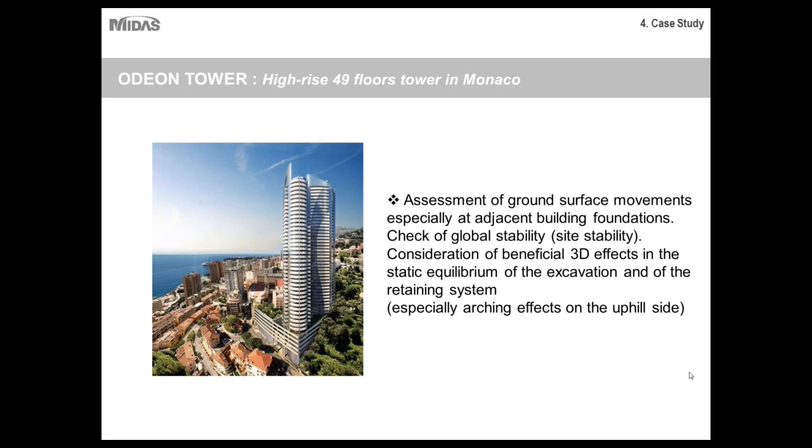Okay, so then the Odeon Tower, which is a high-rise 49-story tower in Monaco. It included an assessment of ground surface movements, especially at adjacent buildings. For example, as you can see, the area itself is very developed. So in order to design for the excavation, the effects of the excavation on adjacent structures needed to be taken into account, especially for arching effects on the uphill side.